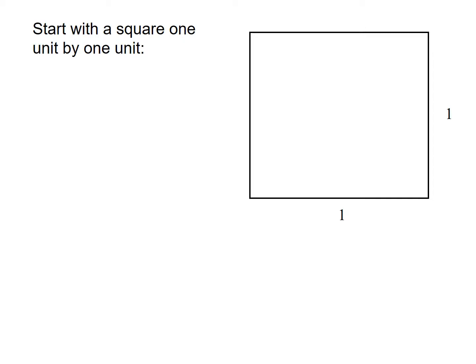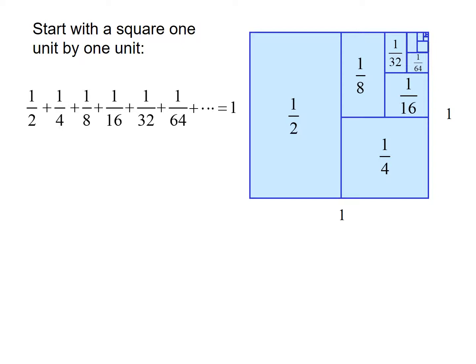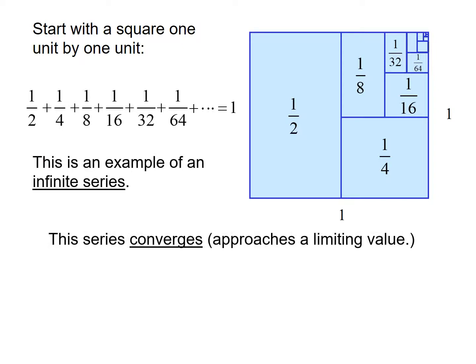Okay, so if we start with a square that's 1 by 1 and we cut it in half, the area of the left half is 1/2. Cut the remaining portion in half, that area is 1/4. And then we get 1/8, 1/16, 1/32, and so on. And you can see as we continue this pattern going all the way up into the corner of this rectangle here, the sum of all of these areas would be 1, although there would be infinitely many terms that we were adding together. So this is an example of an infinite series, and this is a series that converges because the sum of these numbers approaches some limiting value.